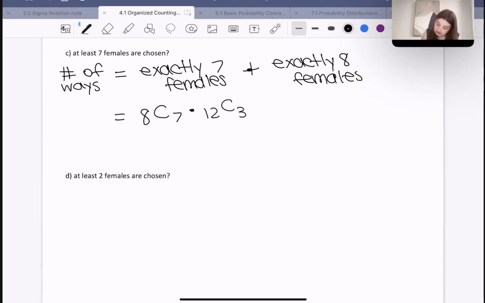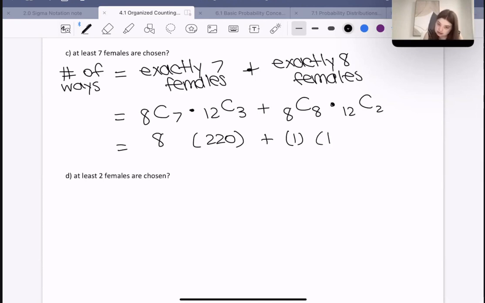Then in this next one, exactly 8 females. We're going to choose all 8 females. So 8 choose 8, which is really just one way, right? There's only one way of choosing all 8 females. And then the other 2 spots must be 2 male students because there's still 2 spots left. So 12 choose 2. Then we're going to say equals what? Well, this is going to be equal to 8 times 220, plus one way times 66 ways to choose the 2 males.